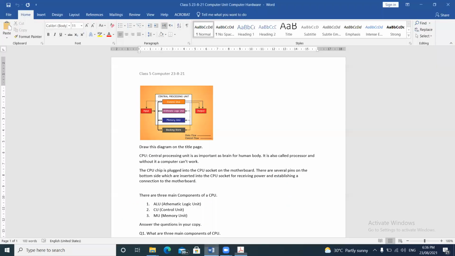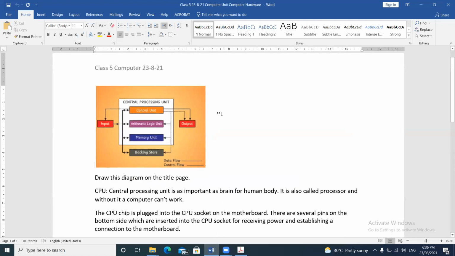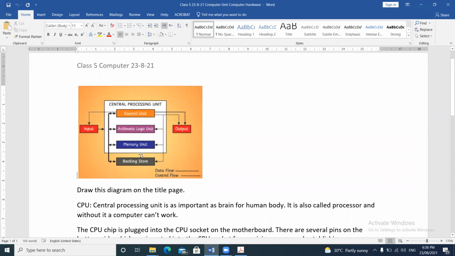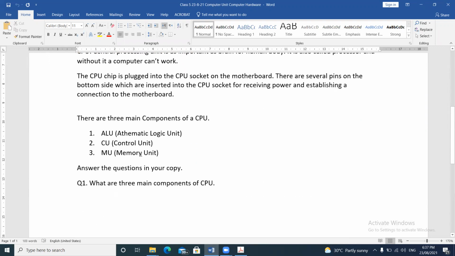So class, there is a diary given to you, and there is also a picture. You have to draw this image in your book. This is a kind of flow diagram describing the central processing unit, and then you have to answer this question in your copy. What are the three main components of CPU? As I elaborated, there are three main components of a CPU. Number one is ALU, arithmetic logic unit. Number two is control unit, that is CU, and number three is MU, memory unit.